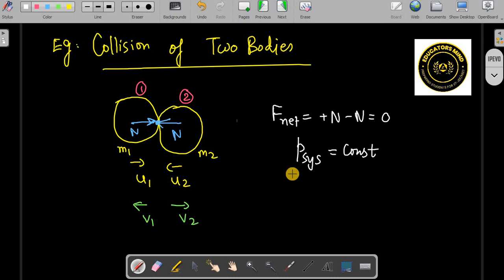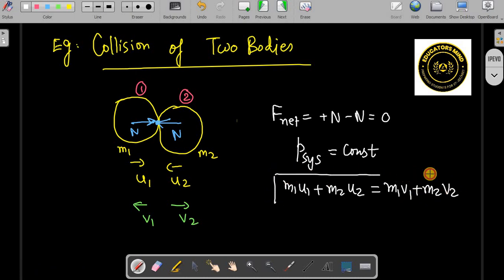Here the system momentum is the momentum of both, right? So m1 u1 plus m2 u2 is equal to m1 v1 plus m2 v2. So this is called momentum conservation. Here v1, v2, u1, u2 are not the magnitudes, right? It is just a vector, so with signs it will automatically come. Or in general, if you want, you can put a factor here like this. So this is called momentum conservation.